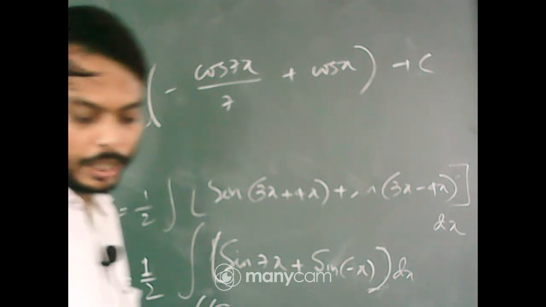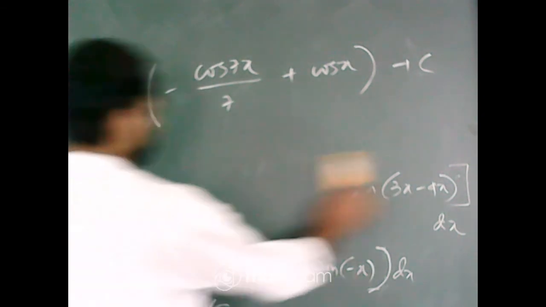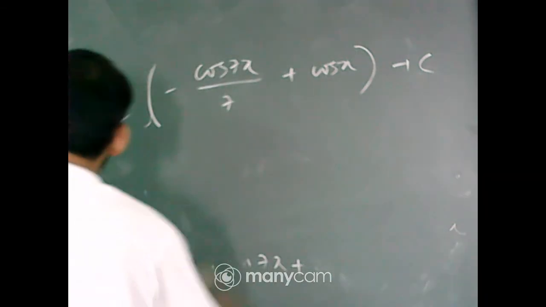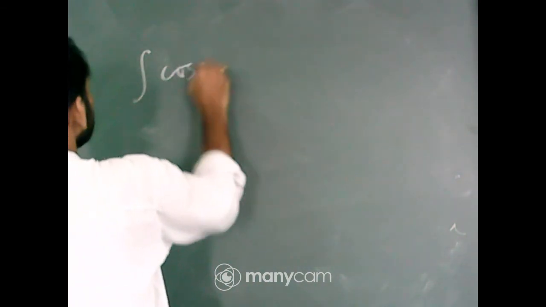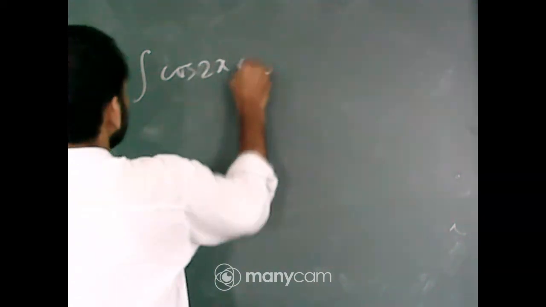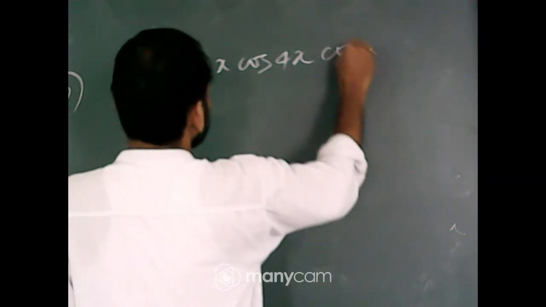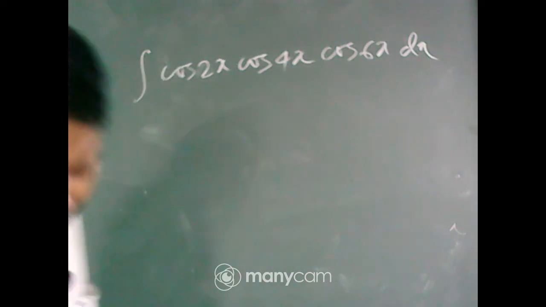Okay. So, move on to question number 3. I am rubbing the board. Question number 3, integration cos 2x cos 4x cos 6x dx.